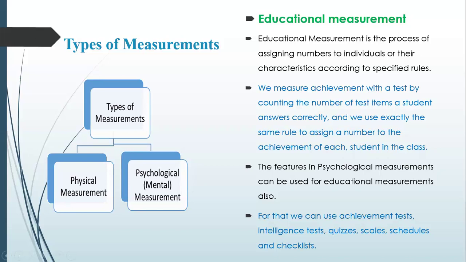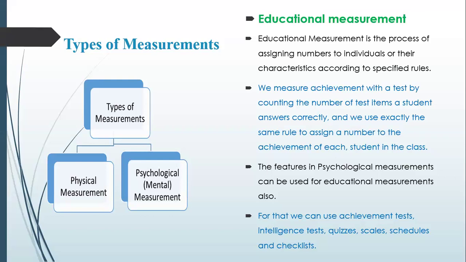Educational measurement. Educational measurement is the process of assigning numbers to individuals or their characteristics according to specified rules. We measure achievement with a test by counting the number of test items a student answers correctly, and we use exactly the same rule to assign a number to the achievement of each student in the class.